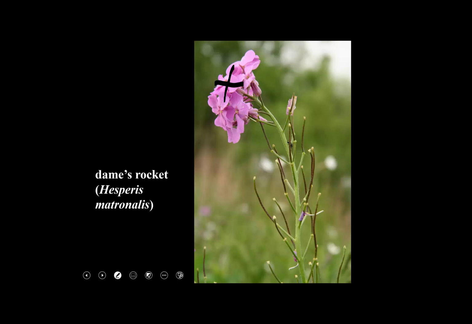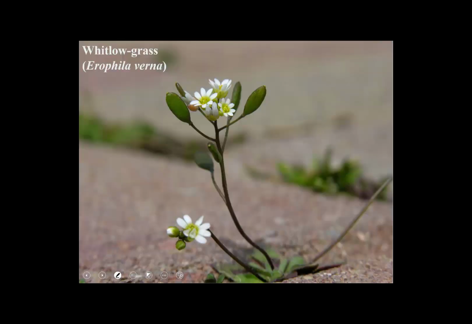And you can see the silicles, the fruits, these long, narrow fruits that are beginning to mature. This is sort of in the late stage of flowering, with the last flowers flowering in this inflorescence that is older at the bottom and younger at the top. Dame's Rocket. It's not native, it's alien, but it's not a noxious weed either.